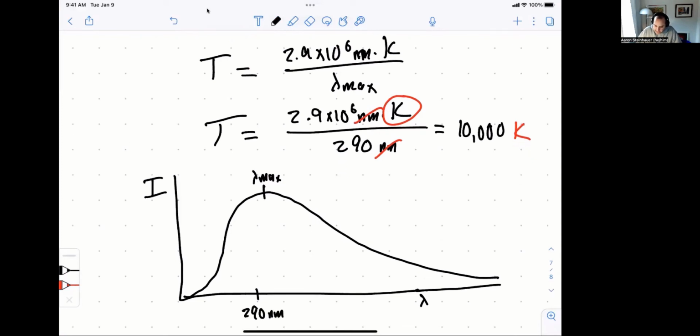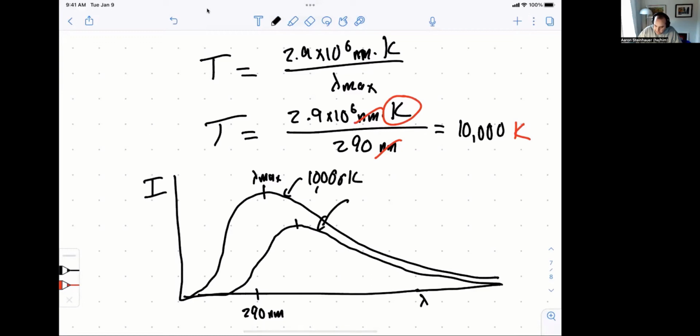A cooler object, if you remember, will be fainter at all wavelengths, and it will peak at a longer wavelength. This is a cooler object. This is a 10,000 Kelvin object. This might be a 5,000 Kelvin object. A cooler object will be fainter at all wavelengths, and its peak will shift towards a longer wavelength.